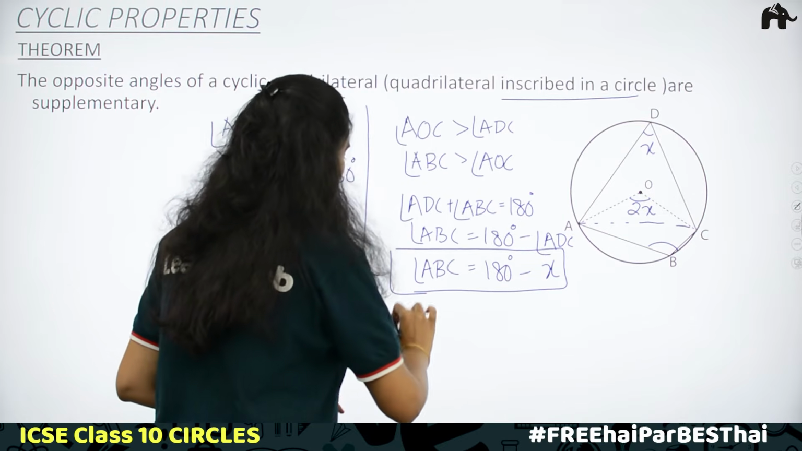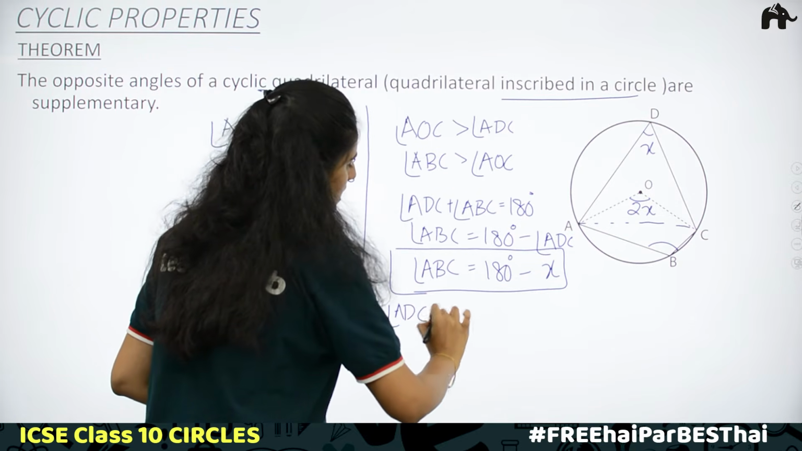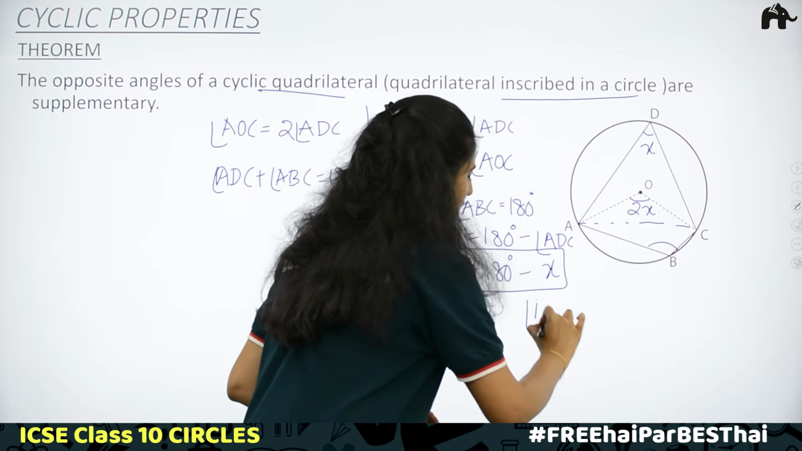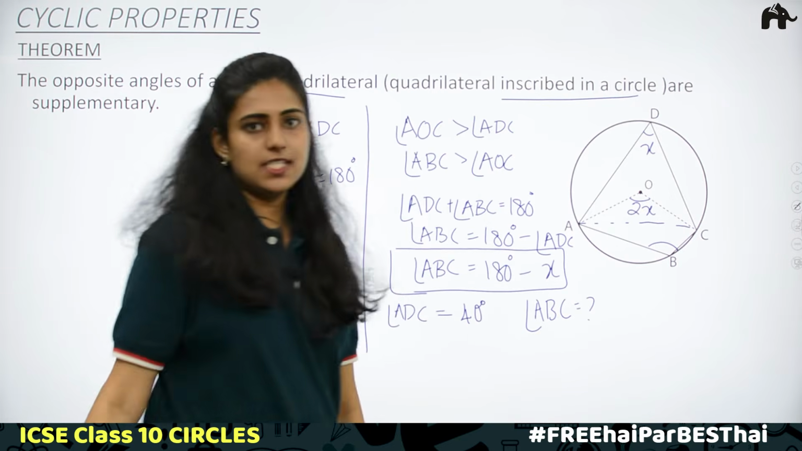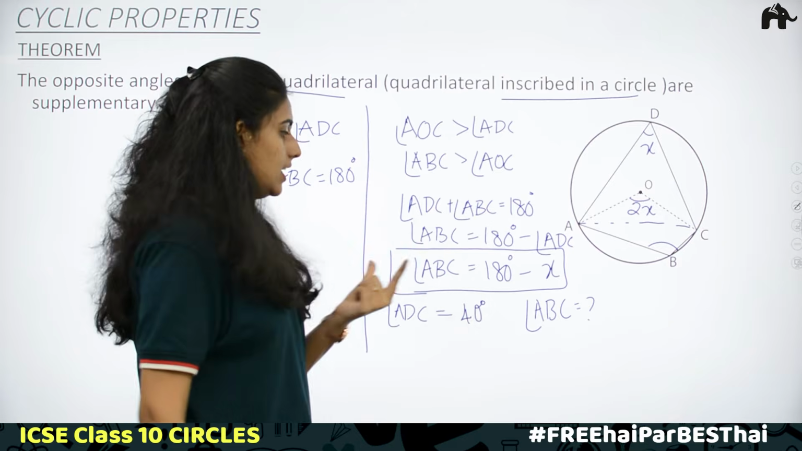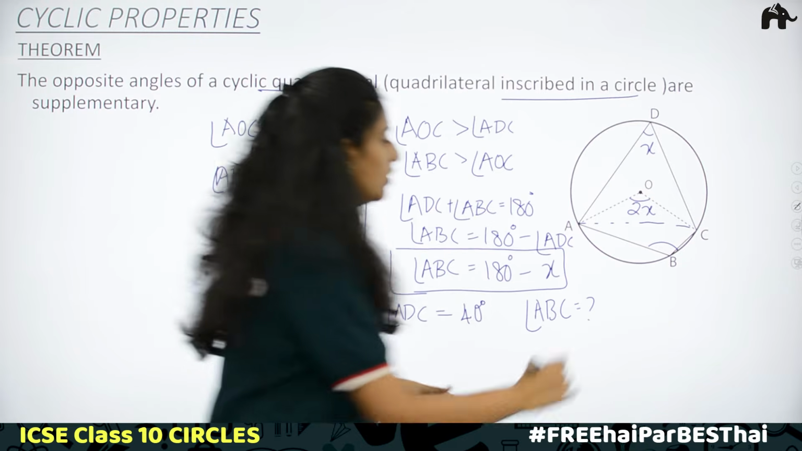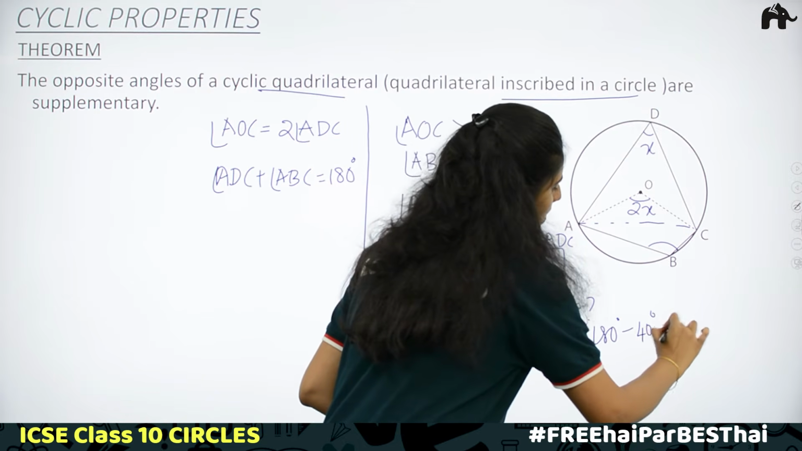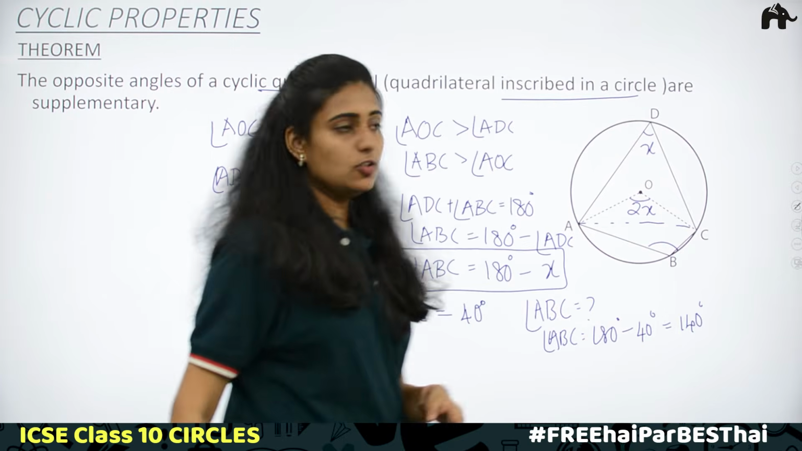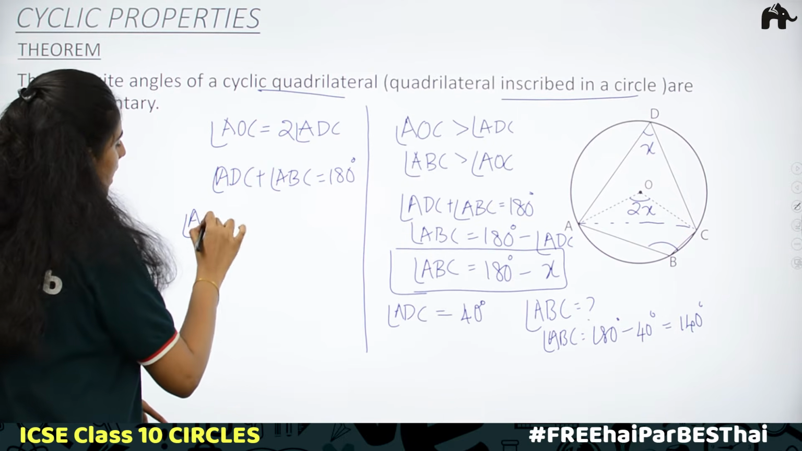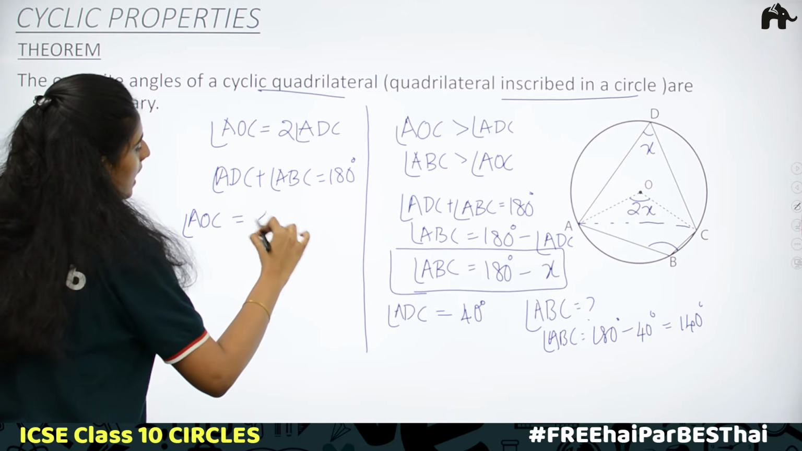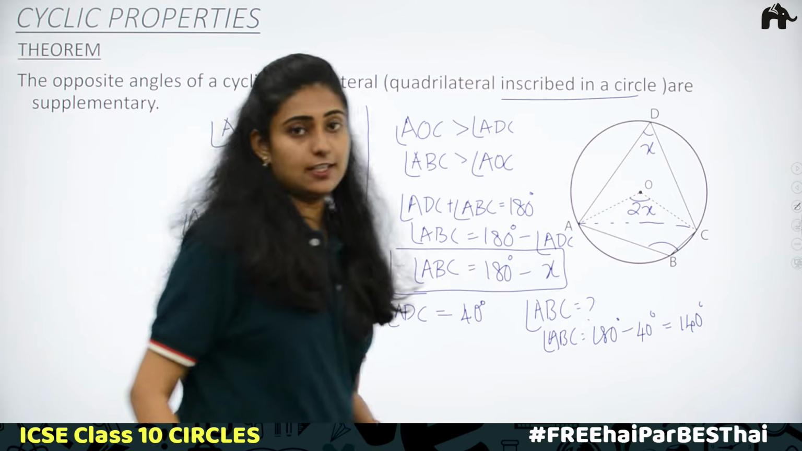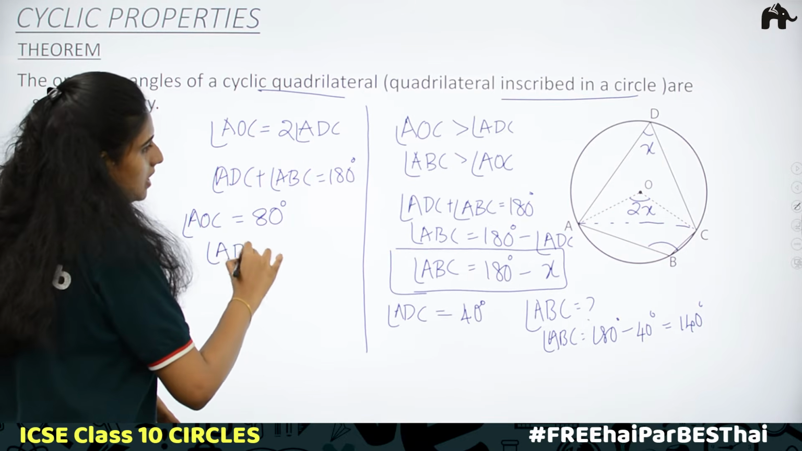Okay. If I am giving you angle ADC is equal to 40 degrees, what is the measure of angle ABC? What is ABC then? ABC will be equal to 180 degrees minus 40 degrees, which is equal to 140 degrees. Okay. In this question I am giving angle AOC is equal to 80 degrees. Find the measure of angle ABC.